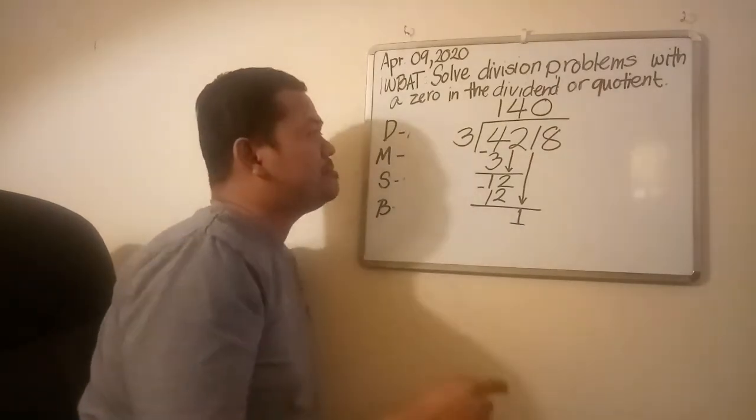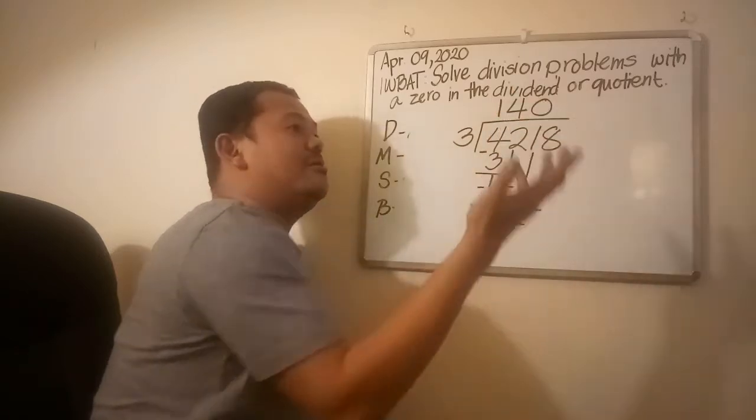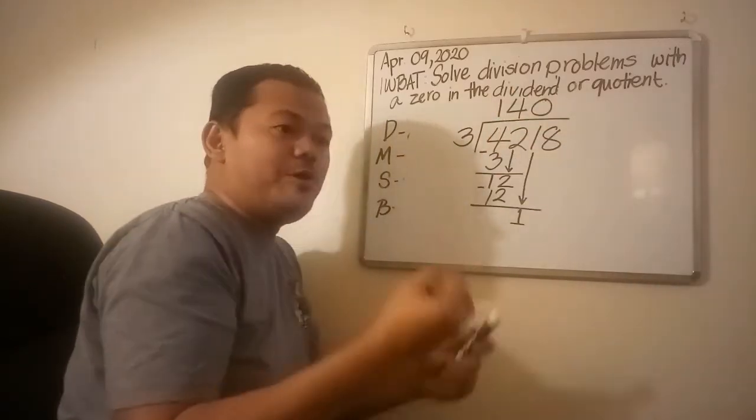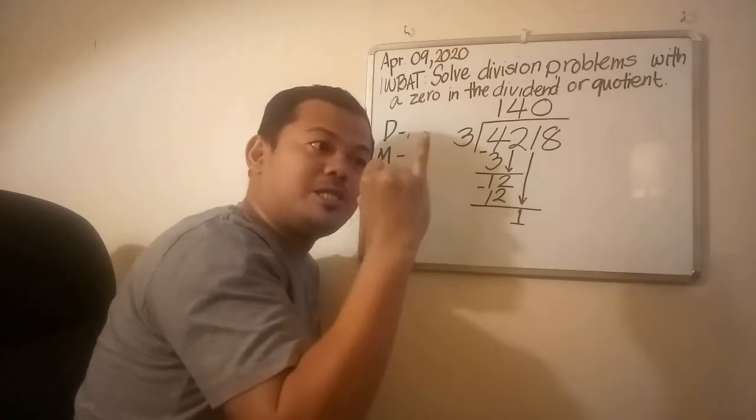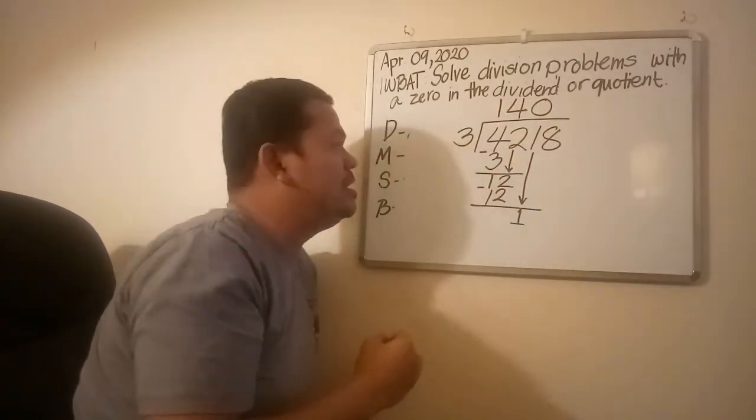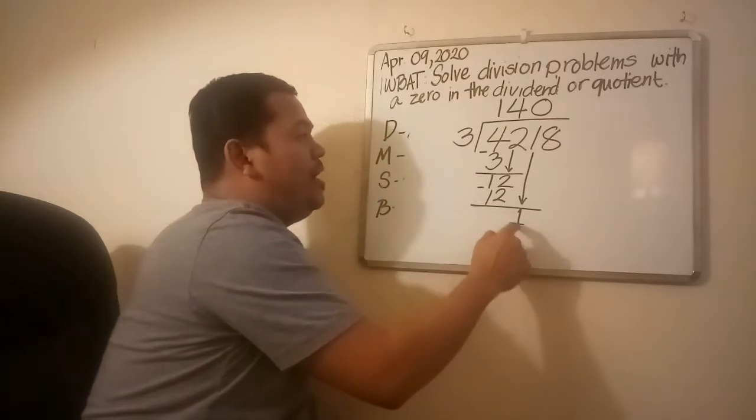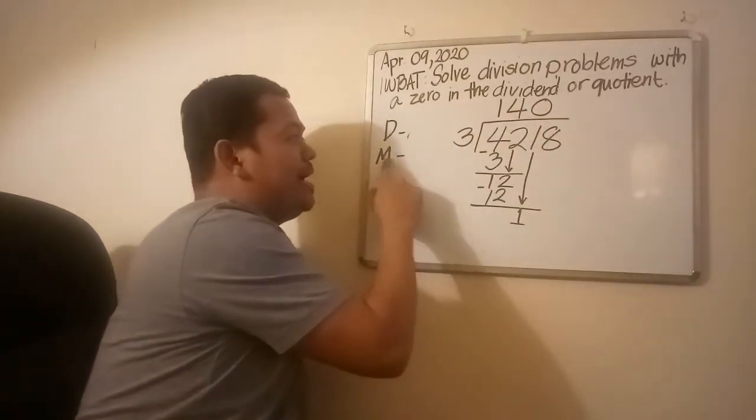Okay? Now, after we divide, 1 divided by 3 is equal to 0. Right? There's no 3 in 1. There's no 3 here, because it's just only 1. So nothing. Okay? So the answer is 0. Now, after we divide, we are going to, very good, multiply.